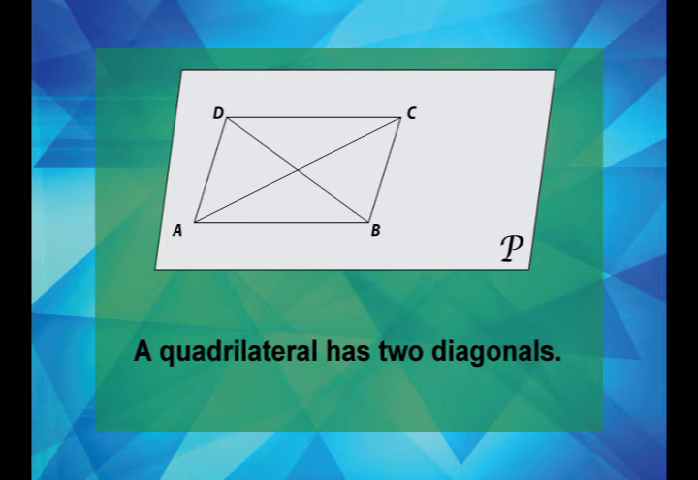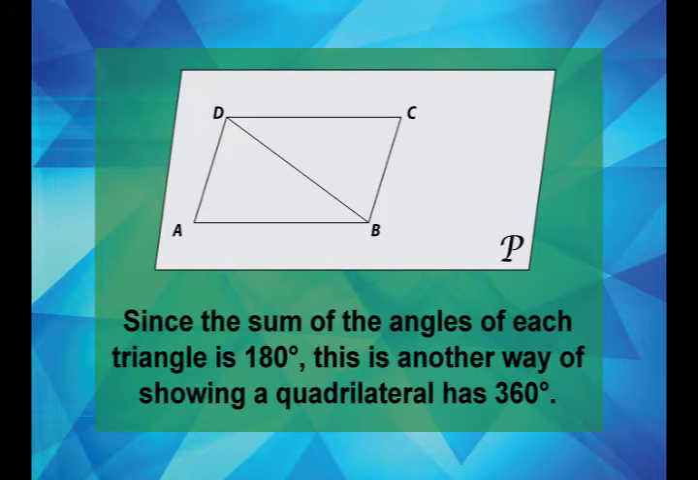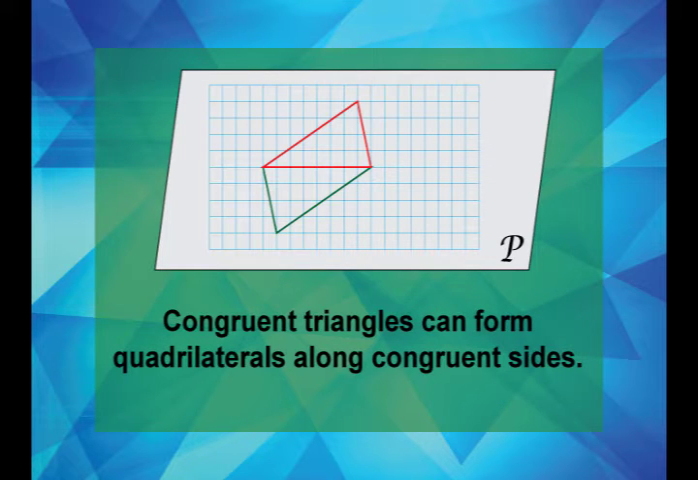A quadrilateral has 2 diagonals. With this quadrilateral, the diagonals are AC and BD. Each diagonal of a quadrilateral divides the figure into 2 triangles. Since the sum of the angles of each triangle is 180 degrees, this is another way of showing a quadrilateral has 360 degrees. Congruent triangles can form quadrilaterals along congruent sides.